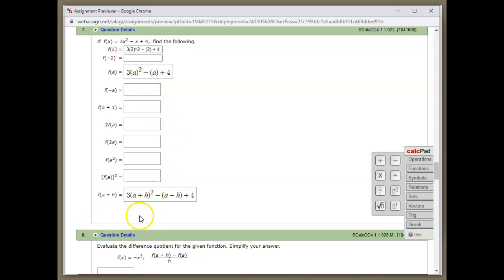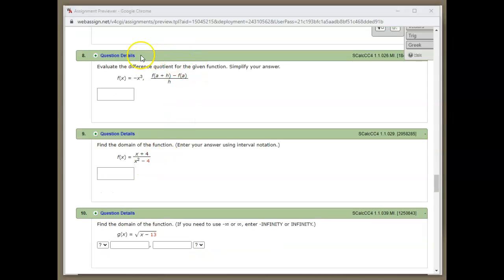There's one submit button for all of these, so if you don't put answers in, it gives you 5 tries on each of the answers. So you can take your time doing them. Notice on number 8, it does say simplify your answer. So you would have to put the a plus h in, cube it, subtract f of a, simplify it, divide by h, and they would want your answer in here. So it does say simplify, so be aware of that.